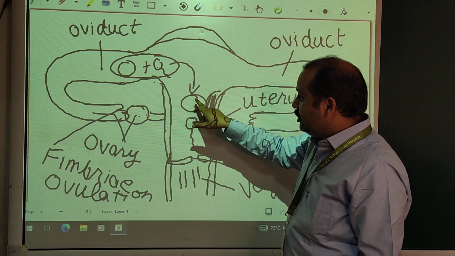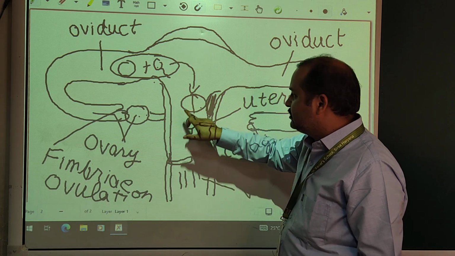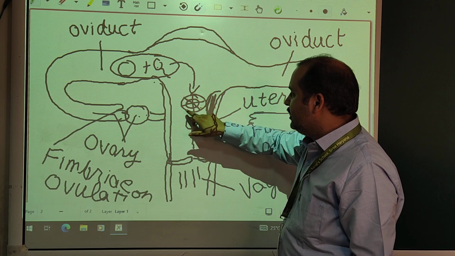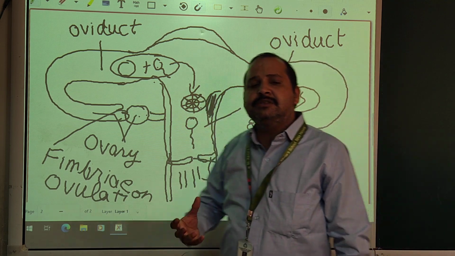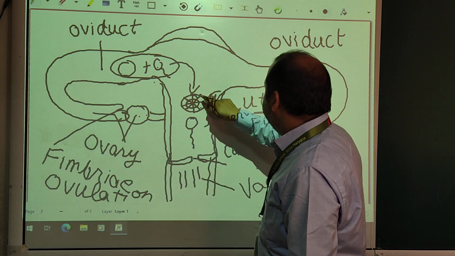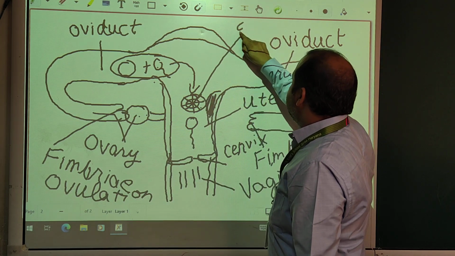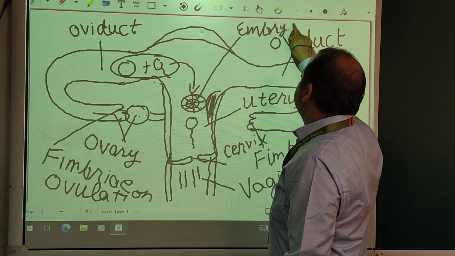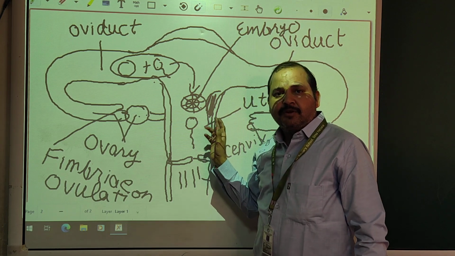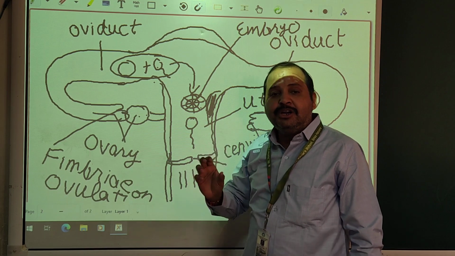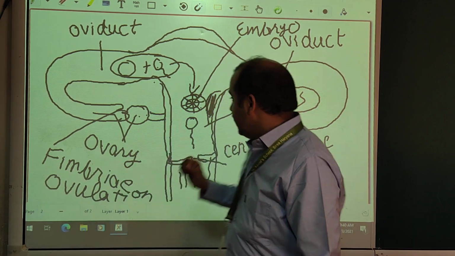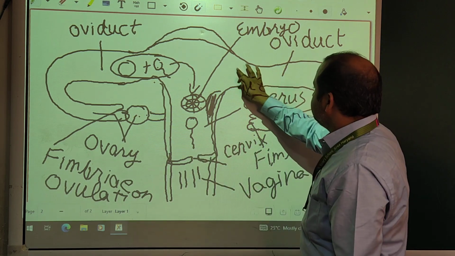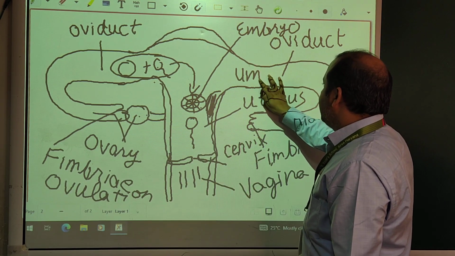This zygote will start dividing from 1 cell to 2 cells, then 4 cells, then 8 cells, then 16 cells. Then this pouch of cells is called the embryo. Now this embryo will take nutrition from the mother with the help of one tissue called the placenta. This tissue is connected by one tube called the umbilical cord.